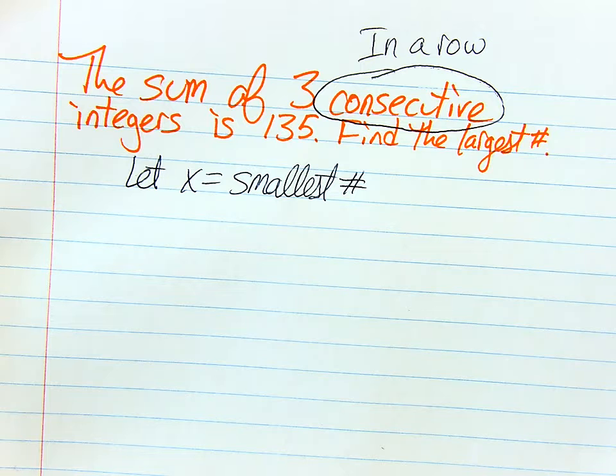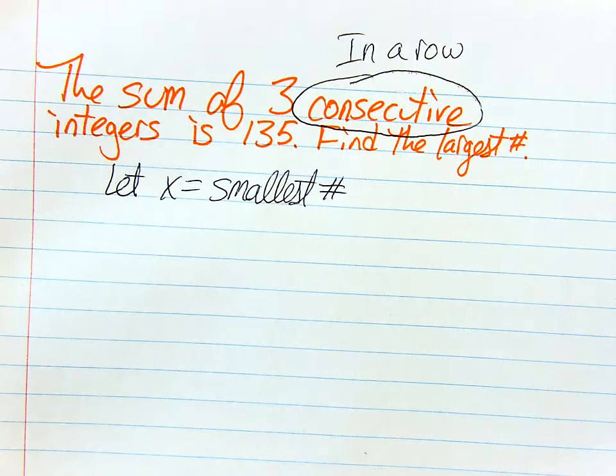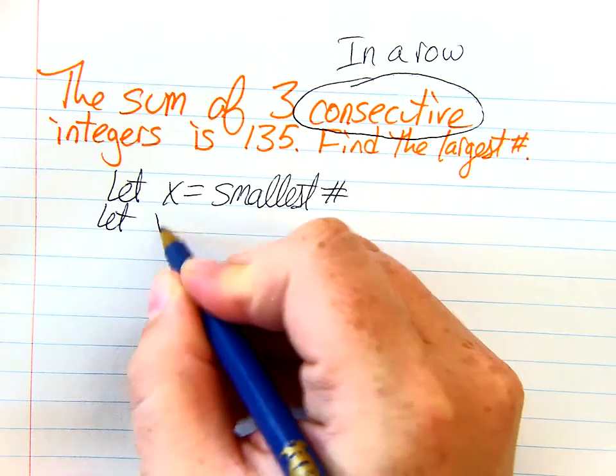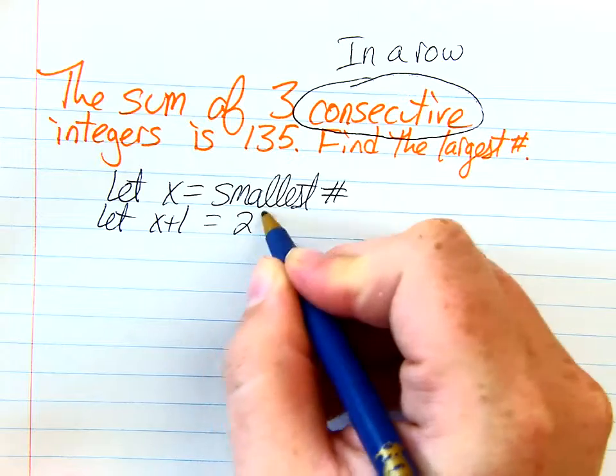Ladies and gentlemen, here's where I need you to think. If I want three numbers that are in a row, like 4, 5, 6, how do you get from the first one to the next one? How do you get from 4 to 5? You add one, right? Think about it. If I take any number and I add one to it, don't I just get to the next number in a row? Of course. So how should I represent my second number? X plus one. Yes, let X plus one equal my second number.